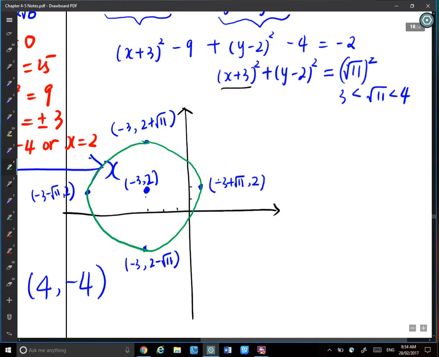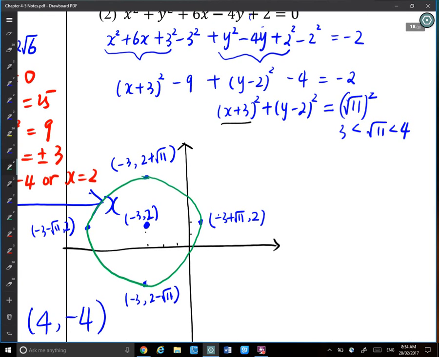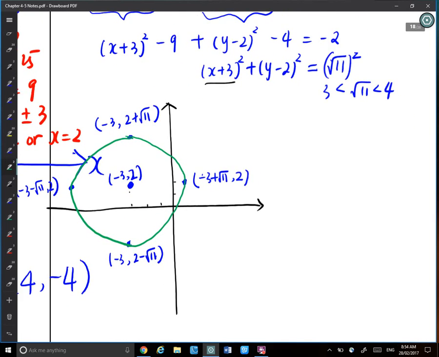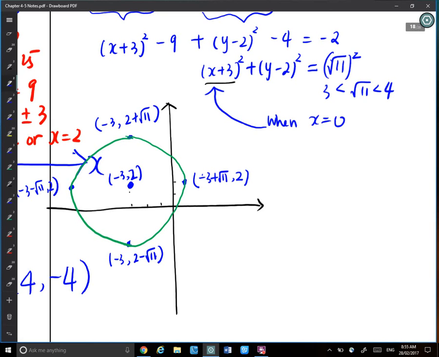That's my circle. And again, I can still see 2 x-intercepts and 2 y-intercepts. So I will find the x and y intercepts. When x equals 0, do not put it back into the original equation. Put it back into the one you have already completed the square for. That will make it easier to solve.